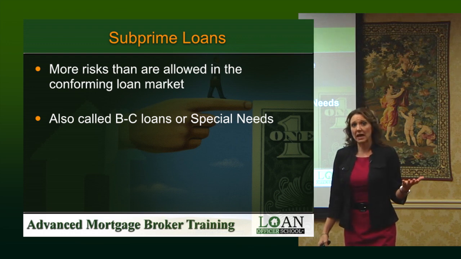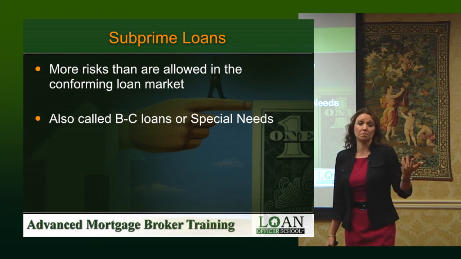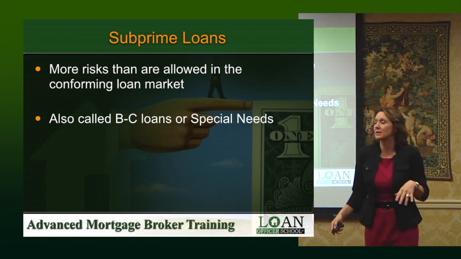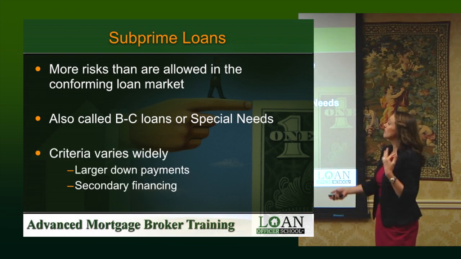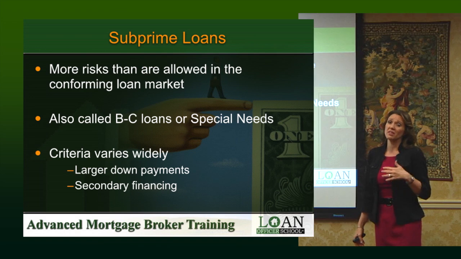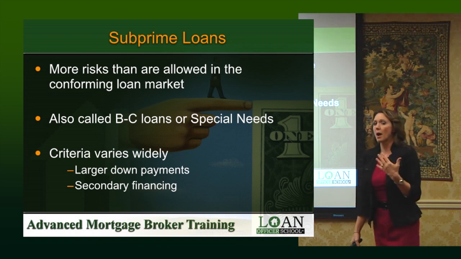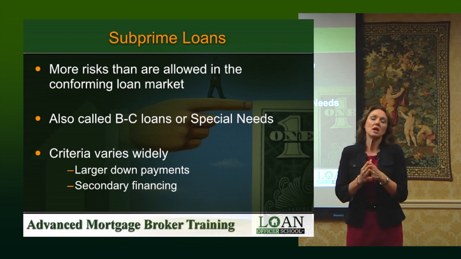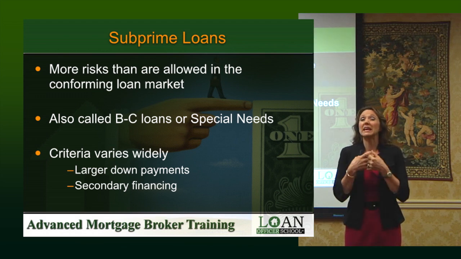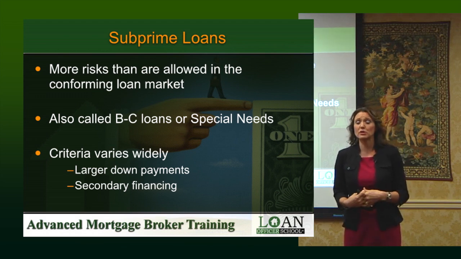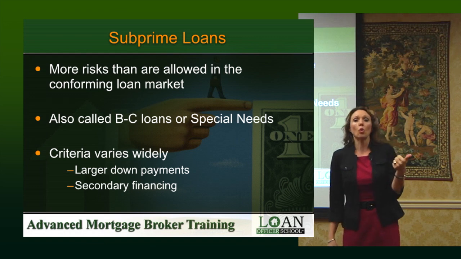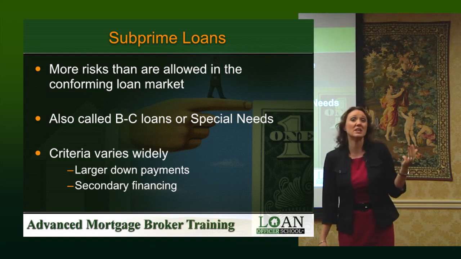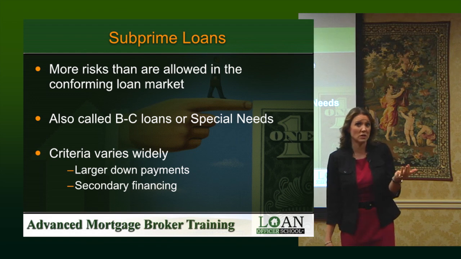Anything that didn't fit into that A paper category was considered B and C loans. All right, so they would have this subprime or this B lending market. These have a lot of criteria that varies across the board. The problem in our mortgage industry is when the crash happened, or before the crash happened, companies were really getting loose with their guidelines. They would do 100% financing with super low credit scores and super high debt ratios, or they would not require any income documentation whatsoever.